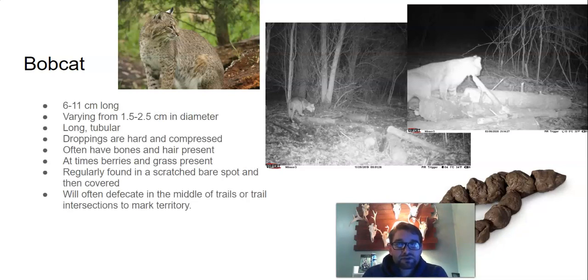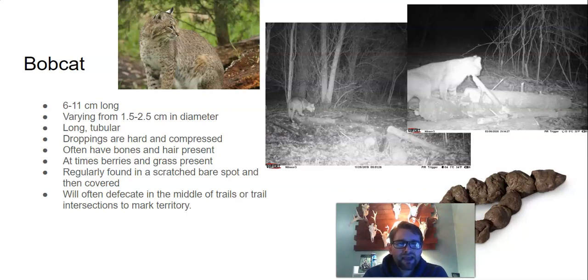Bobcat scat is between 6 and 11 centimeters long, varying from 1.5 to 2.5 centimeters in diameter. It is long and tubular. Oftentimes they're hard and compressed. They will have bones and hair present, again, dependent upon the diet of the animal. At times, there may be berries or grass fragments as well.